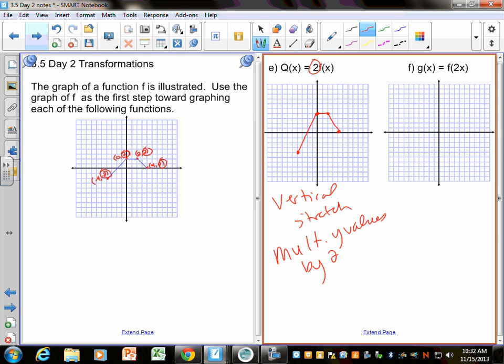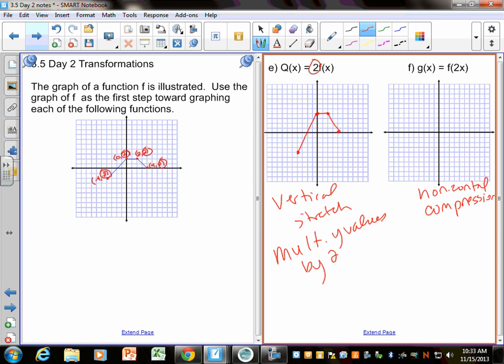What about when the number's on the inside? Kind of weird, right? So this is definitely a horizontal because it's inside. And it's actually a horizontal stretch? No. Horizontal compression? You don't really have to know that, but if it's the opposite, it switches: bigger than one is a compression.